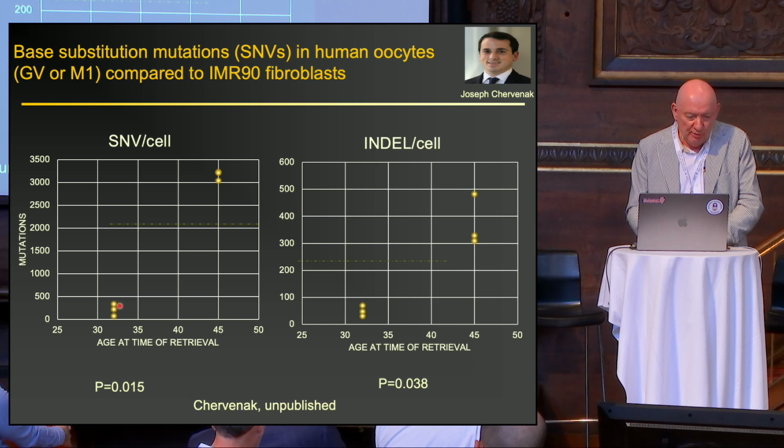So you can see very clearly that the mutation frequency is indeed very, very low. It's about 200 mutations per cell. It's significantly lower than what we see in fibroblasts. You see a dotted line here. We always include a fibroblast, somatic cell there.